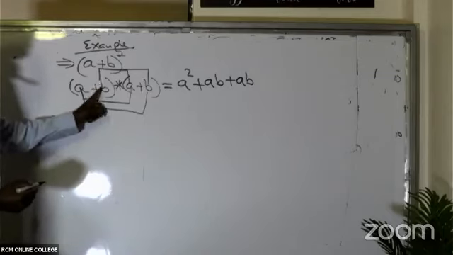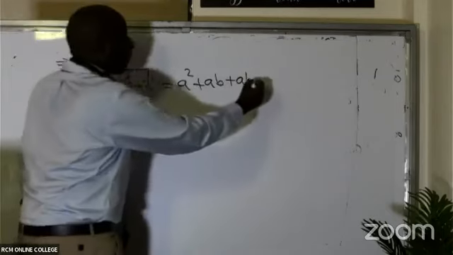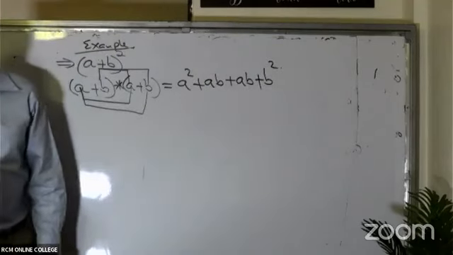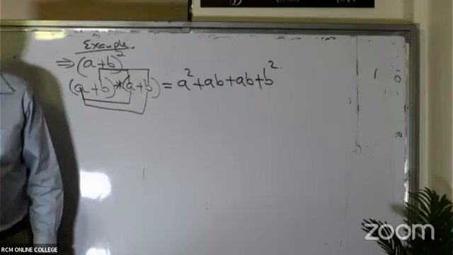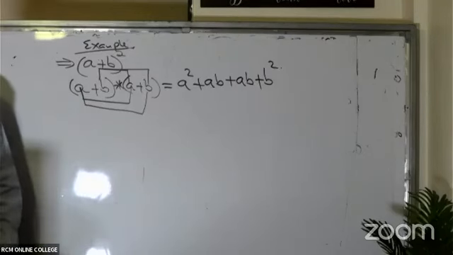How about b times b? B times b gives me what we call what here? B squared. So up to there, are we together? At least this one here should be able to make sense. Great. At least everybody's agreeing there.